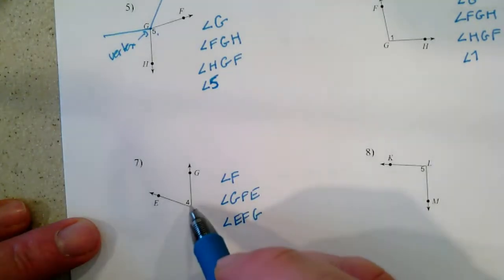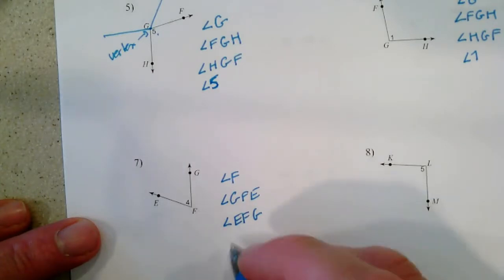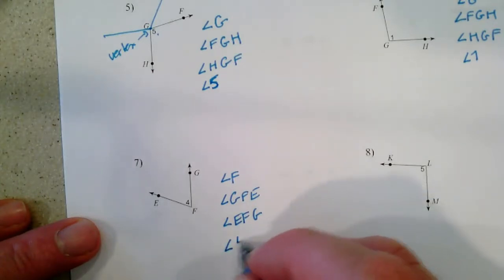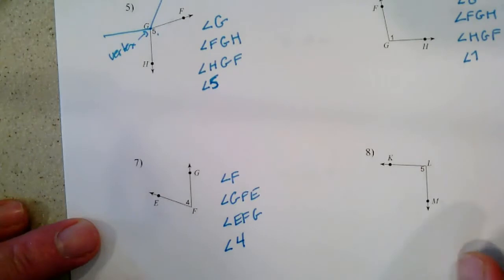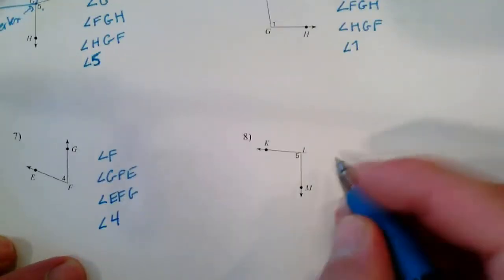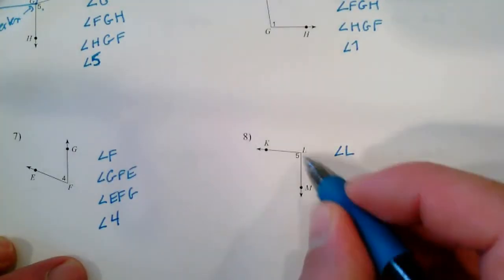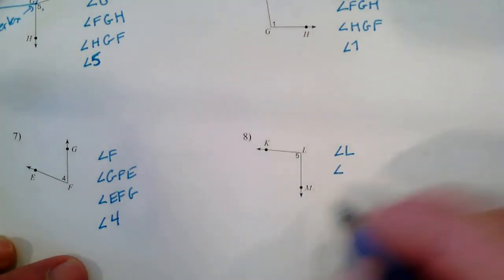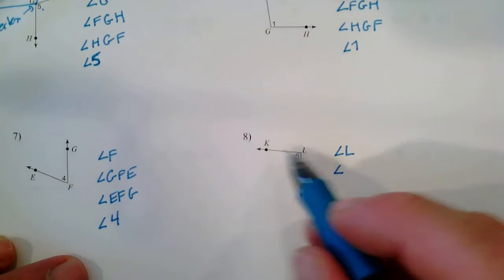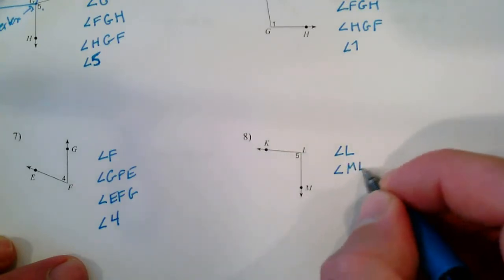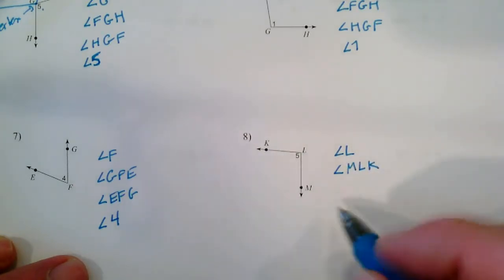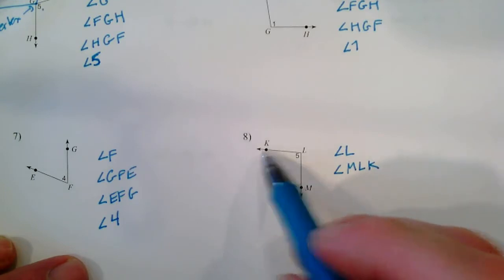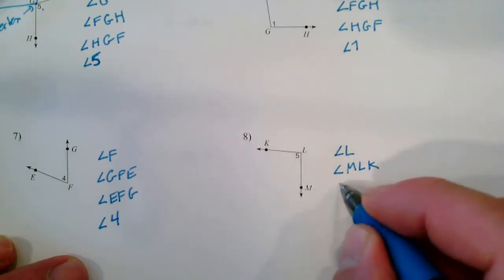Or finally, there's this small 4 inside. We could call this angle 4. Here, we could call this angle L, because L is the vertex. We could call it angle MLK. Hey, like Martin Luther King. Cool. Or, going the other way, we could call it angle KLM.